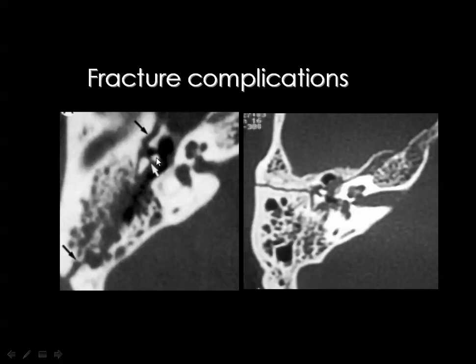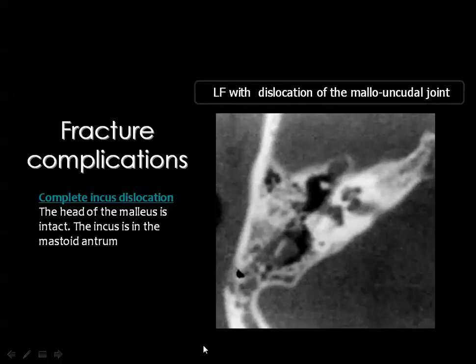And you can appreciate the disruption of the incudomalleal joint with evident subluxation or even dislocation of the joint itself. In this example, you see hemotympanum also, and you see subluxation of the incudomalleal joint. This is an example of dislocation of the incudomalleal joint. This is the ice cream and this is the cone. This is the head of the malleus and this is the body and the short process of the incus, surrounded by blood in the mastoid antrum.